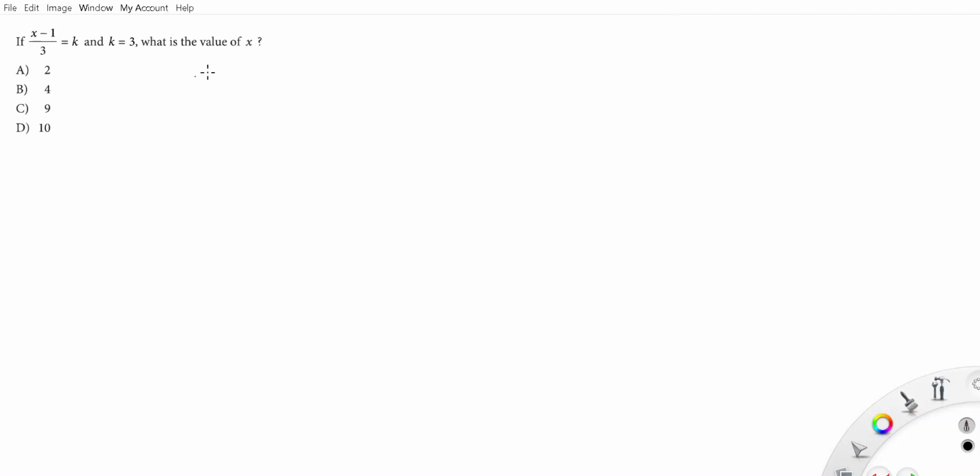Alright, so if (x - 1)/3 is equal to k, and k is equal to 3, what is the value of x? So this is a very simple algebraic expression, and the only thing that they've done is given you an extra step in which they've said that if (x - 1)/3 is equal to k, and k is equal to 3, then you just have to know that (x - 1)/3 is also equal to 3. So from here on out, there are two ways that you can solve this.